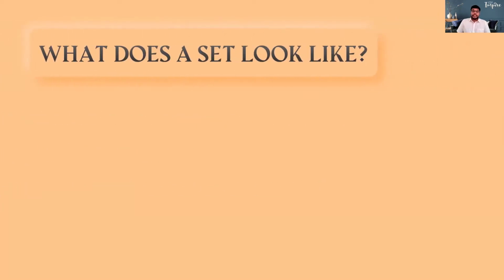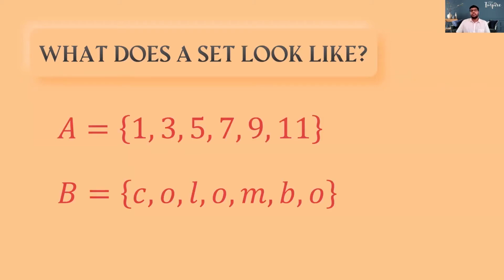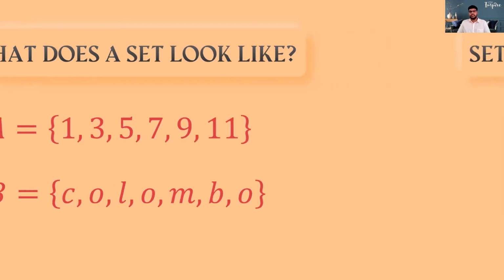So children, what does a set look like? First, we have a look at some sets. These are two examples of sets. You can see this set A, the first one, has the numbers 1, 3, 5, 7, 9, and 11. So some odd numbers are in that set. The set B has the letters of the word Colombo. So you can see these are some examples of sets. You can have numbers, you can have letters. All of these can be in a set.